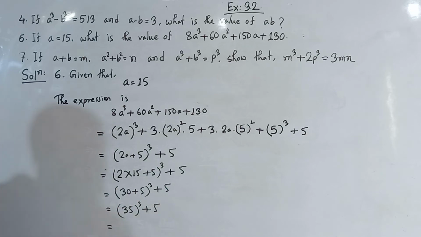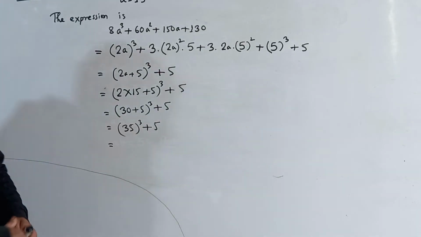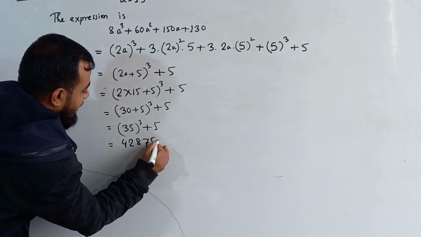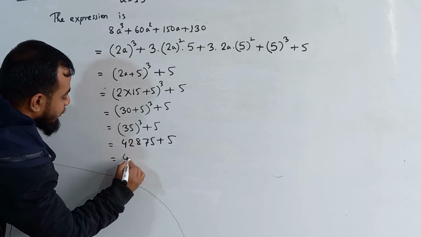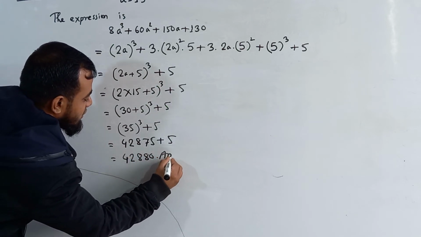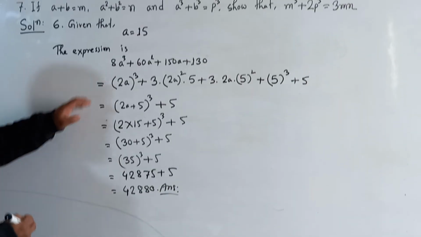Now 35 whole cube means that 35 is multiplied 3 times with itself. So 35 times 35 times 35 is equal to 42875. Now add this 5 with the big number: 42875 plus 5 is 42,880, which is our solution, the result of this expression.